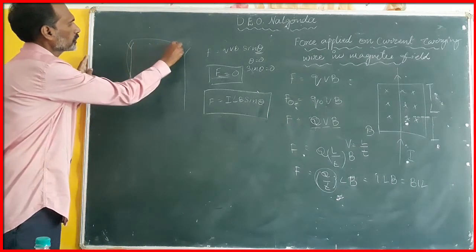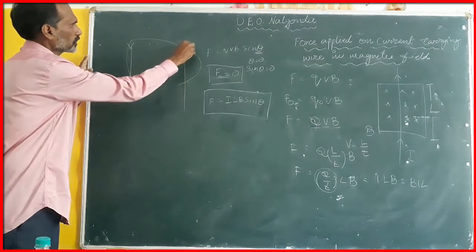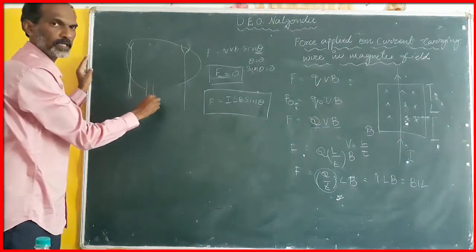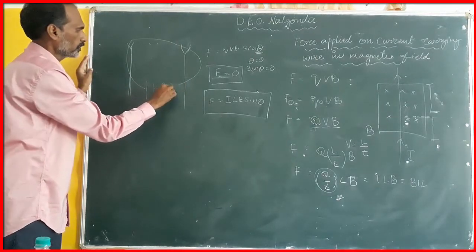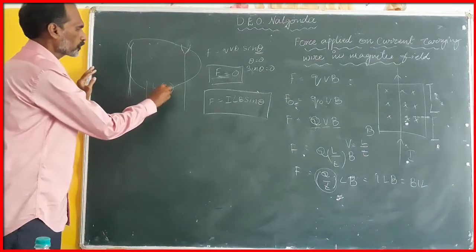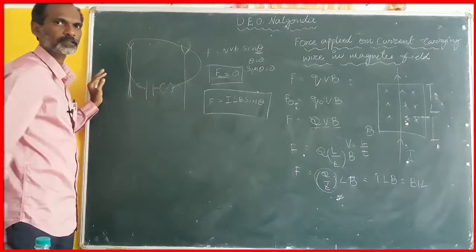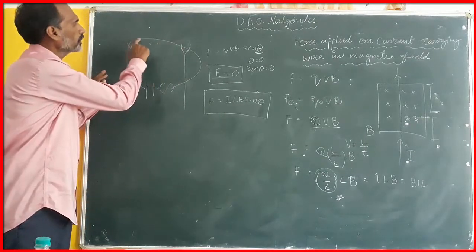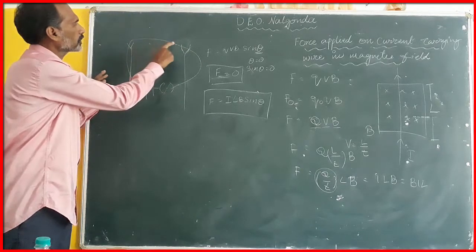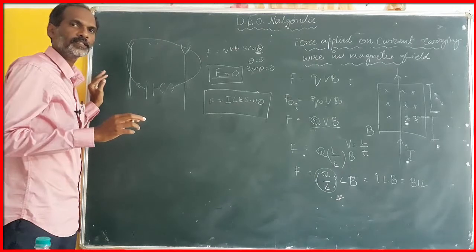This is a copper wire that passes through the slits and is connected to a battery as well as a switch. When the switch is on, electric current passes through this conductor. When the electric conductor is carrying the current, there will be a magnetic field around it.